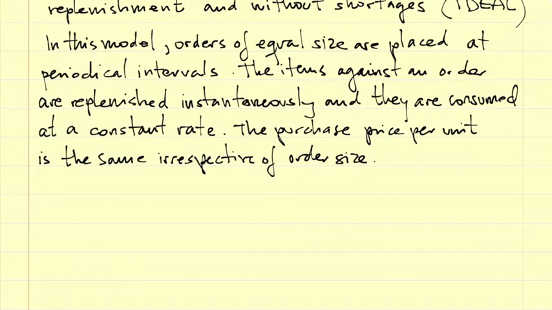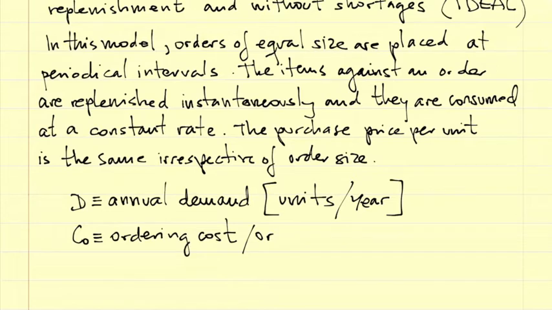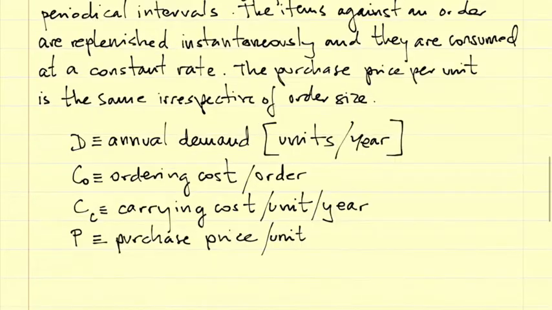So under these premises, if D is the annual demand in units per year, C sub 0 is the ordering cost per order, C sub C is the carrying cost per unit per year, P is the purchase price per unit, which remains constant, and Q is the order size.